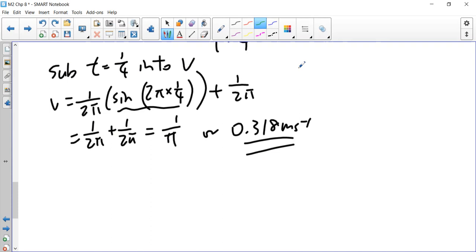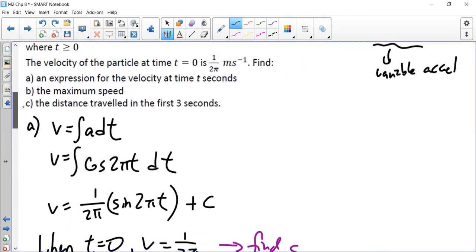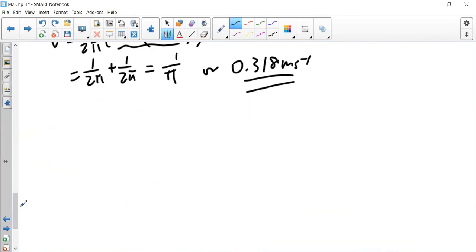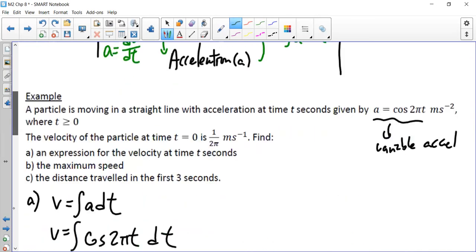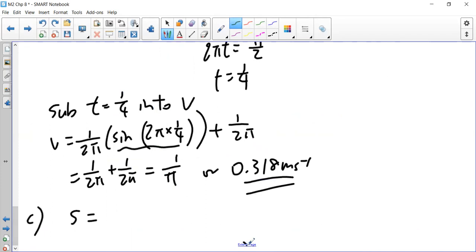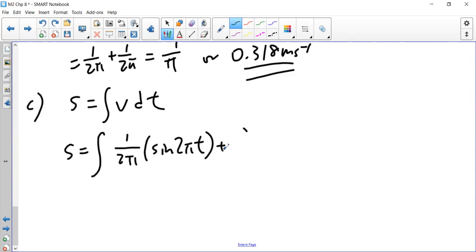All right. Part C. So what's part C? Part C is find distance traveled in the first 3 seconds. To find a distance, that means I need to use s. Well, to find s, I only have one equation, the integral of v dt. So s equals integrate v. What's v? v is 1 over 2 pi times sine 2 pi t plus 1 over 2 pi, and dt.